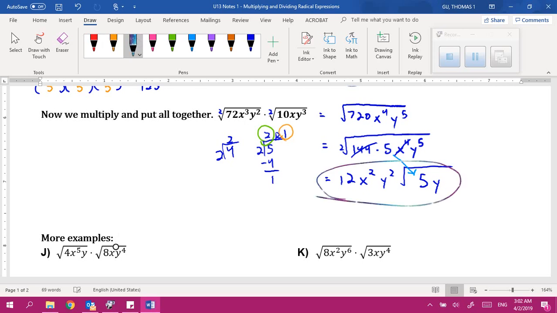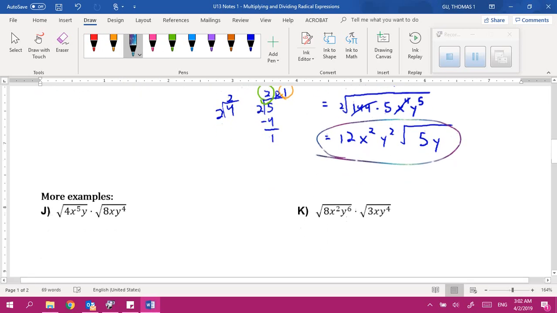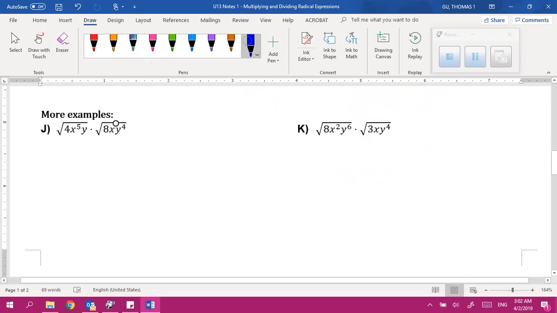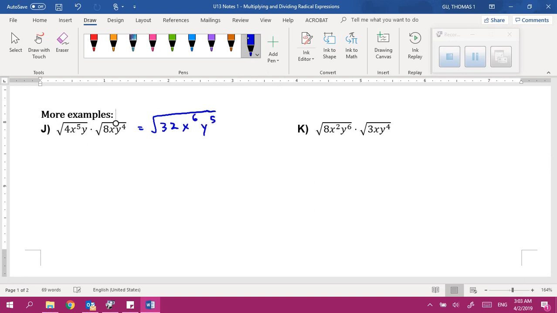Whew. What a doozy. All right, let's try some other examples then. So more examples, example J. Okay, so the indexes are the same. They're both square roots, so we can multiply. So this is going to turn out to be, what is 4 times 8? That's 32. X fifth times x is x to the sixth. And a y times y to the fourth is y to the fifth. I just added the exponents on the variables.